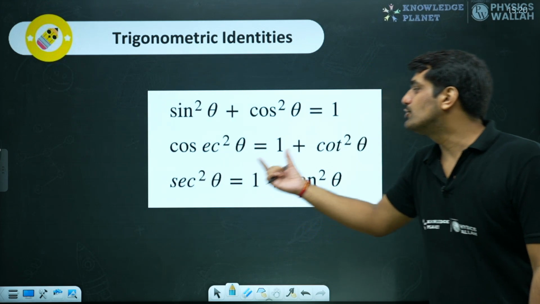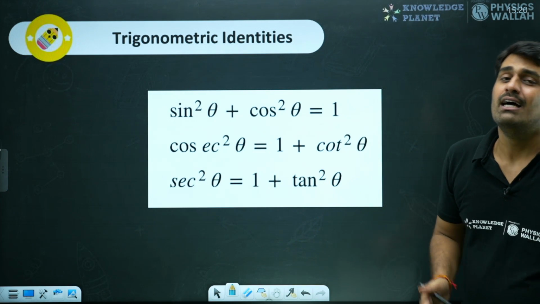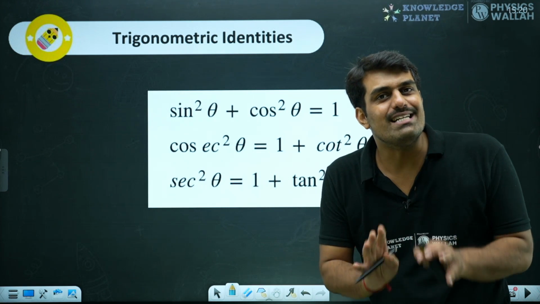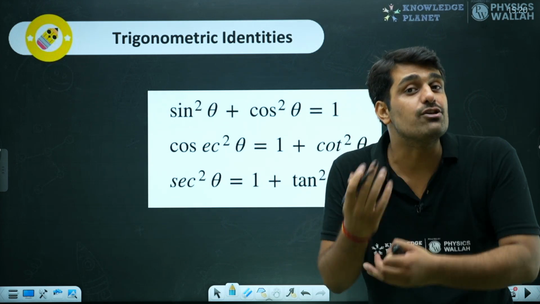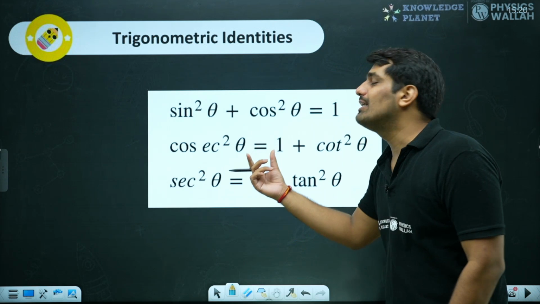Cosec square theta is equal to 1 plus cot square theta. Sec square theta is 1 plus tan square theta. Now, you are big enough to understand that these identities can be transformed. What do I mean by transformed? Cosec square theta minus cot square theta equals 1.